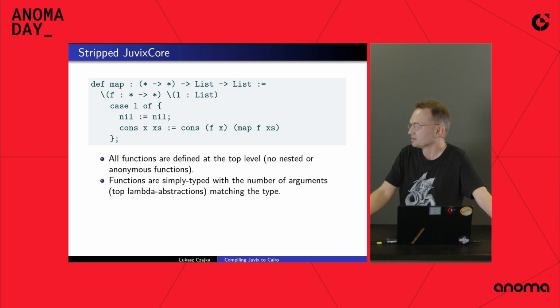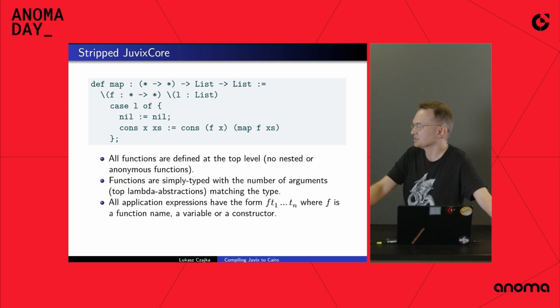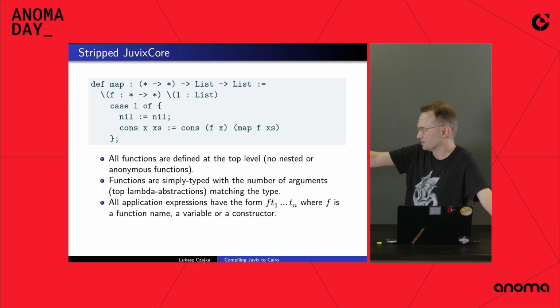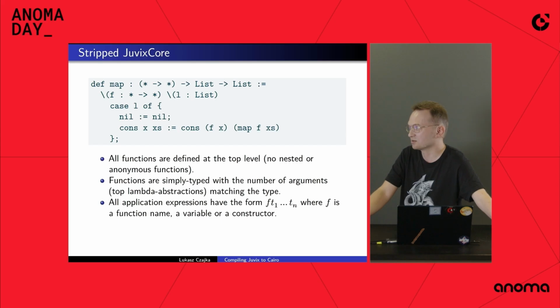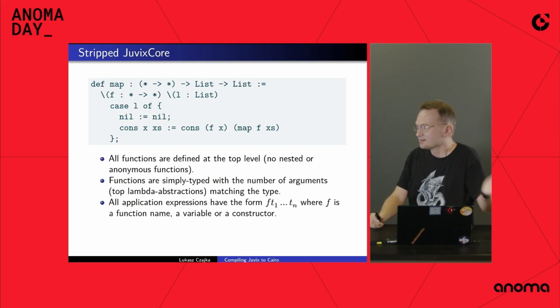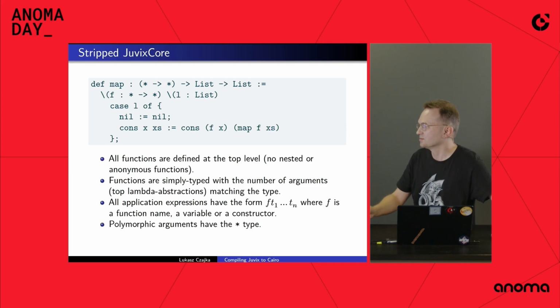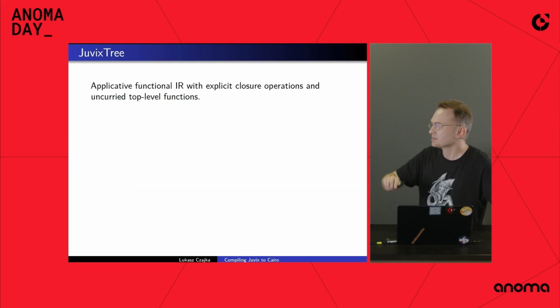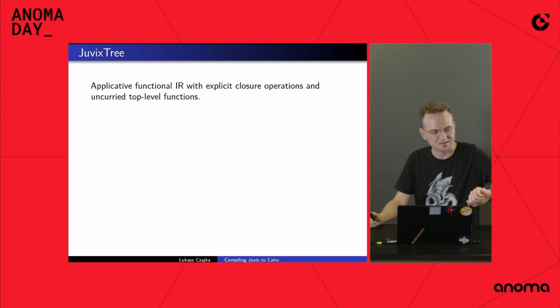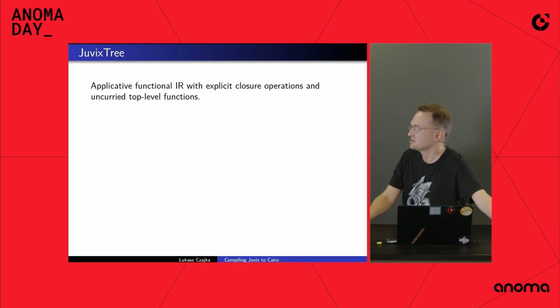All right, and another thing is that we've transformed it in such a way that all application expressions have this form, with f being one of a function name, a variable, or a constructor. After these transformations, and also some transformations I didn't show, it cannot be anything else. And also polymorphic arguments have this universal type. Once we have this, we can transform this further to another representation, which is Juvix tree, an applicative functional intermediate representation with explicit closure operators and uncurried top-level functions.